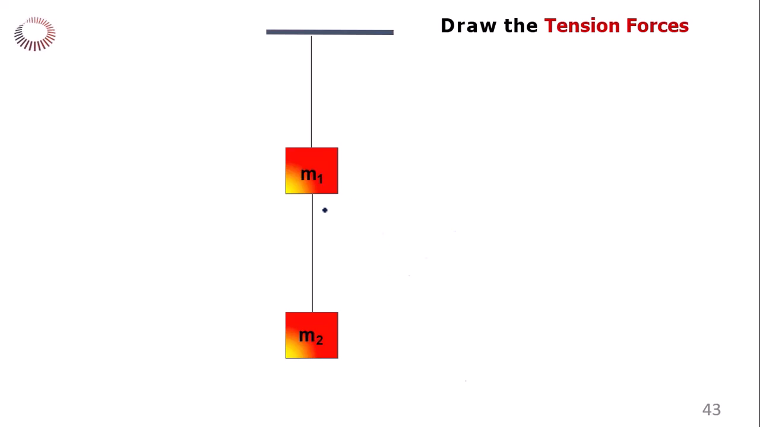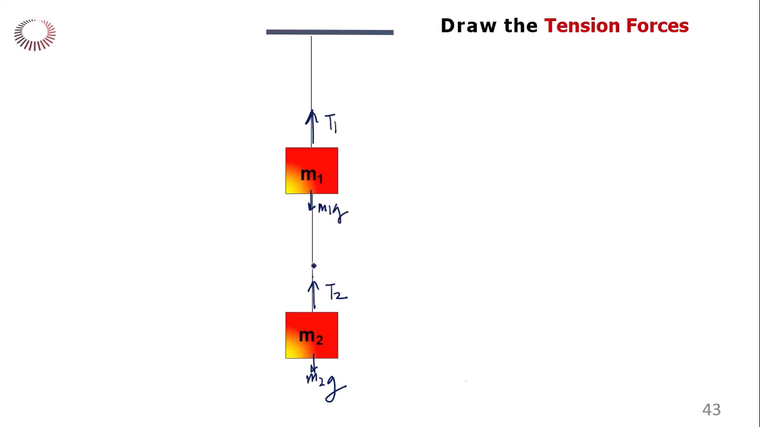Now, if M1 and M2 are connected by two different strings, so for M2, let us say this is the string tension T2. For M1, there is string tension T1. That means there are two tensions. Why? Because there are two strings. So if I try to draw the forces on M2, there is another force, M2g, acting downward. For M1, M1g is acting downward.